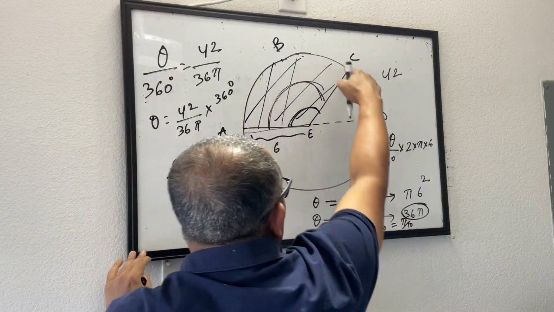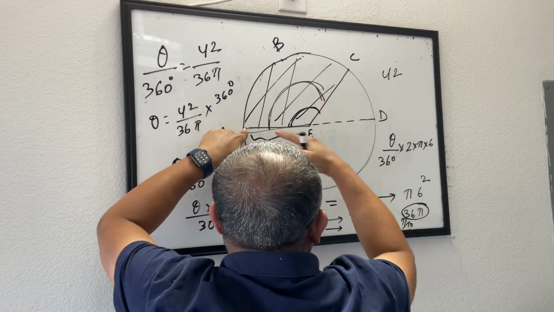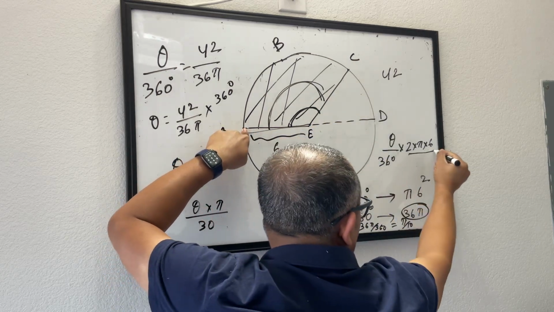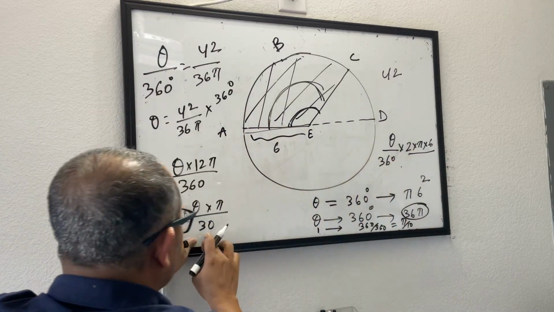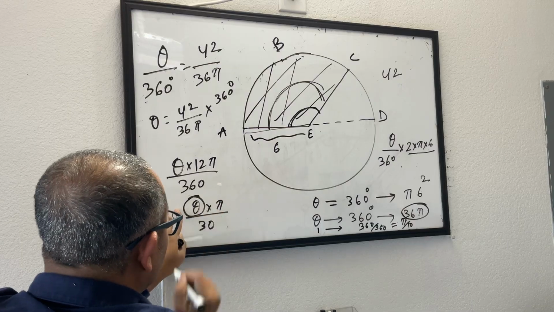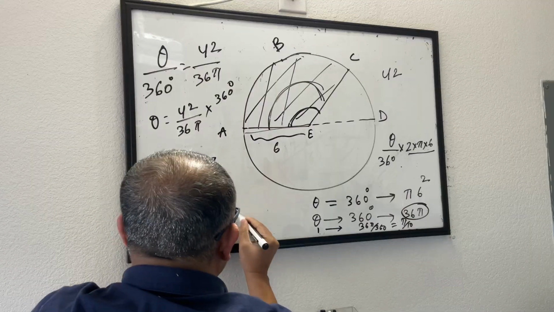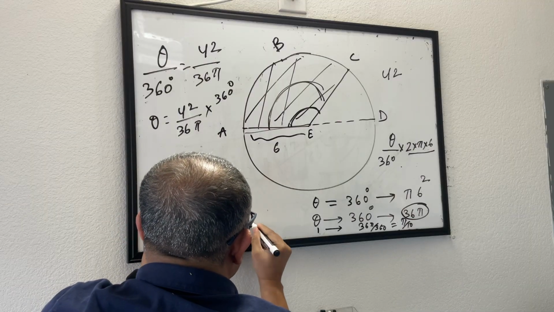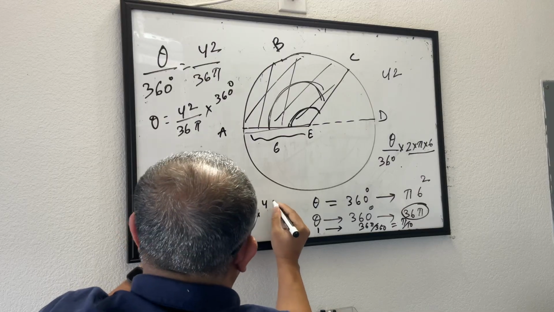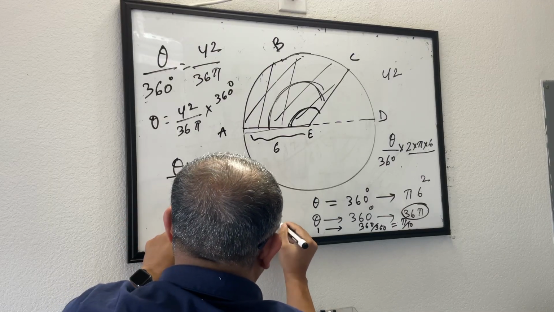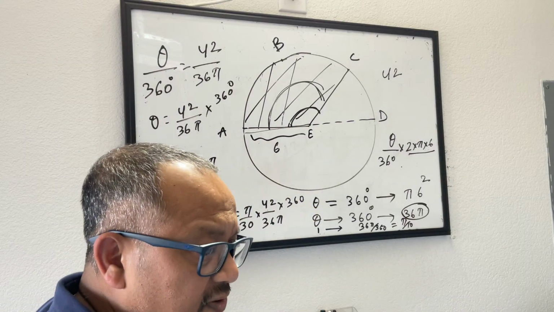Now the arc length: we knew that if you have to find the arc length, it will be theta divided by 360 times the entire perimeter, 12 pi. And this is what we had got from this thing, right? So now we have found the value of theta also. Let's plug in the value of theta from here to here. So it's pi over 30 into theta. Theta is given as 42 over 36 pi into 360. Are you guys able to follow me so far?